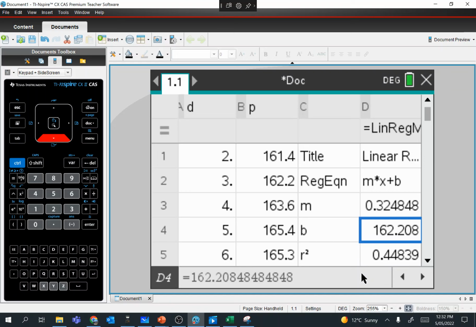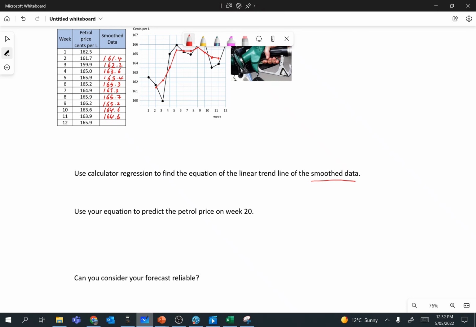Let's go to 2 decimal places. So 0.32 is our gradient and our y-intercept is 162.21. So gradient, y-intercept. Alright, so I'm going to go and write this equation down. So I'm going to use P for petrol equals 0.32 times D for days plus 162.21.